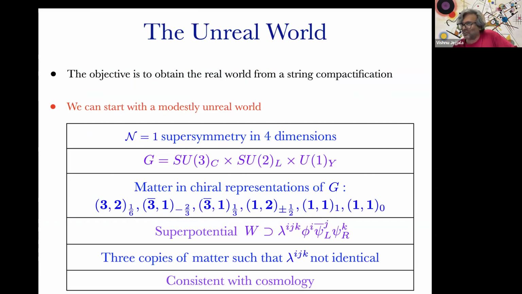So I'll hopefully convince you that there is some substance to these kinds of studies, and that we're really, in fact, inching towards precision string phenomenology in a real way. We're starting off with a non-real world. The objective, of course, is to obtain the real world, but we start off with N=1 supersymmetry. We'd like to recover the standard model gauge group with the correct matter structure, the correct kinds of interactions, three generations of matter such that the couplings are not identical, and have the story be somehow consistent with cosmology.